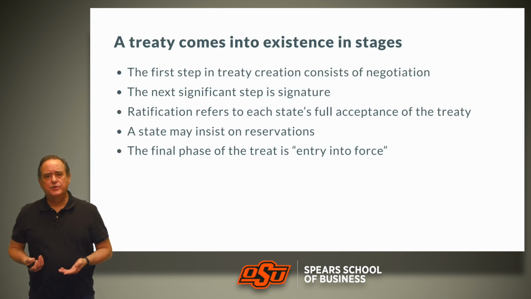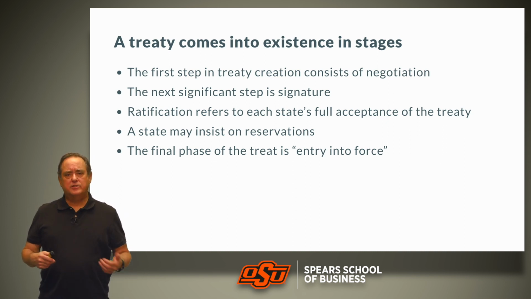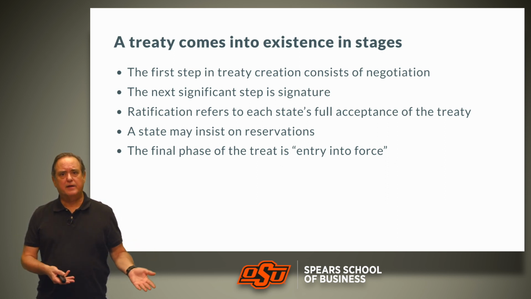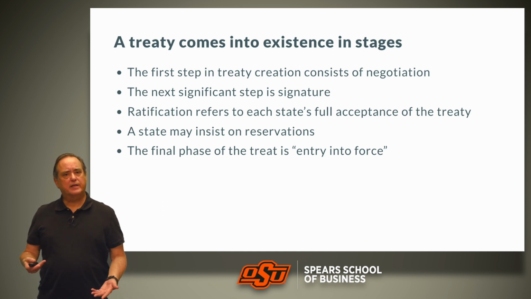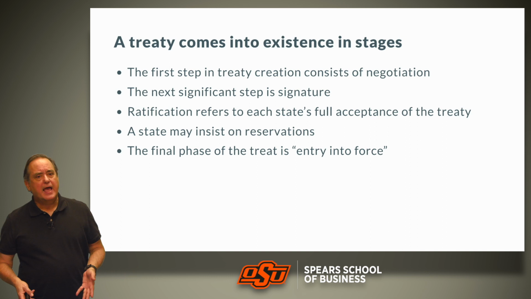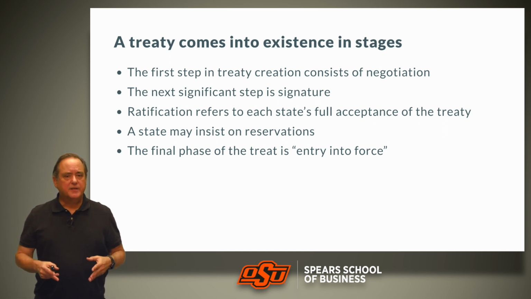Now, a treaty comes into existence in different stages, and the first step in treaty creation consists of negotiation. Representatives of different countries, either two or more, depending on whether it's going to be a bilateral agreement or a multilateral agreement, negotiate the terms of the treaty. This negotiation takes place over time, and eventually the parties agree this is what the treaty is going to resemble, and they will sign the treaty.